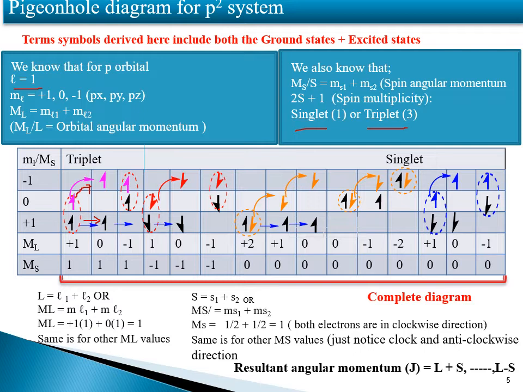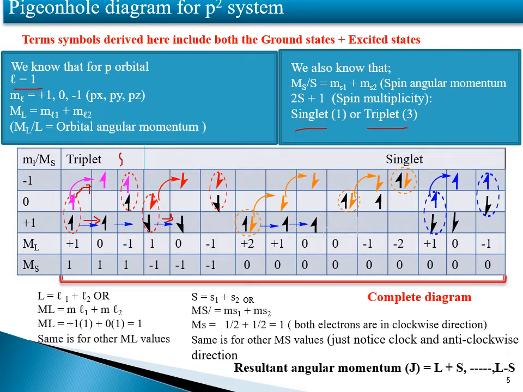Again we have another combination, so we cannot move this electron further. Another representation is when both the electrons are in downward direction. Just move this one in this direction, and this electron in this direction. Keep on moving these electrons. Okay, here the spin multiplicity is triplet.